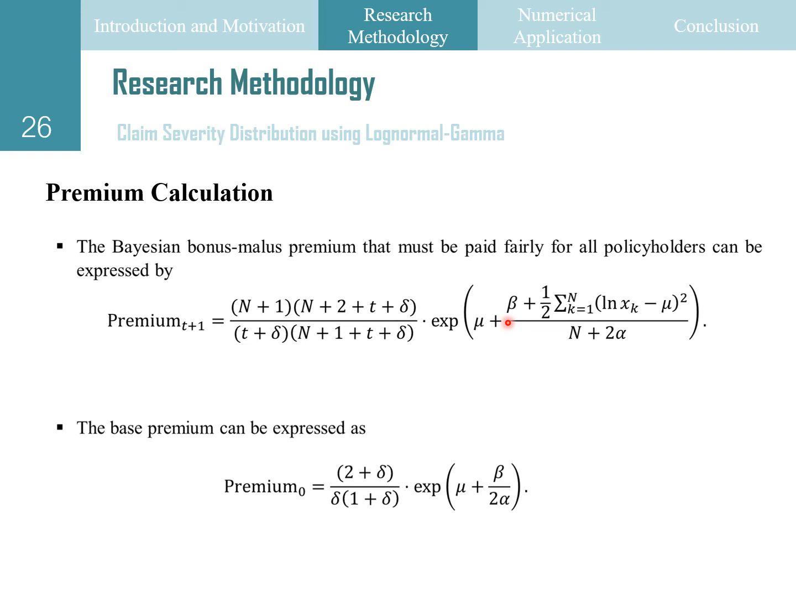The Bayesian bonus malus premium at time t equal to 0 is called the base premium, the initial premium that a new policyholder who joins the insurance must pay. Because there is no claim at time t equal to 0, in this study I consider log x 0 equal to mu. So the base premium can be expressed like this.